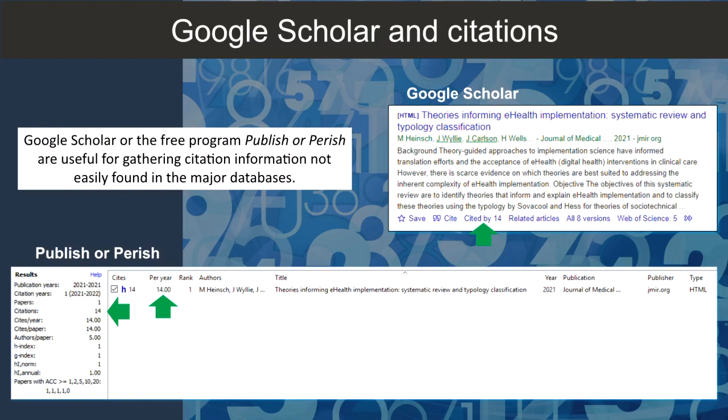The data from Google Scholar and Publish or Perish is not as accurate as that found on other platforms due to a range of quality factors. However, it can be useful.